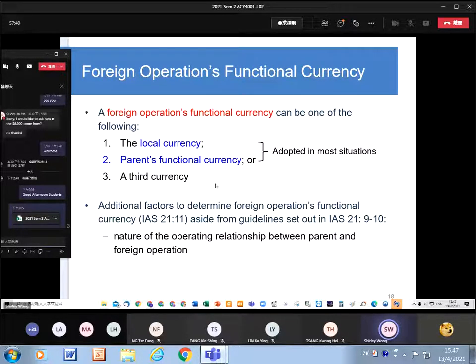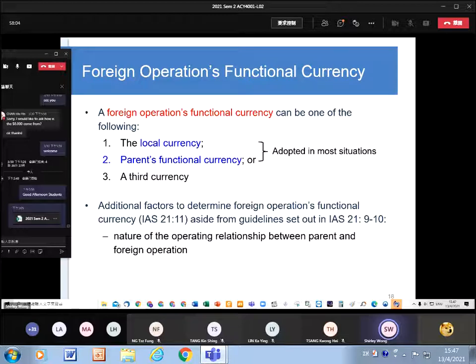So we usually think of these two kinds of currency, or otherwise, if you choose a third currency as your functional currency, it will become more complicated, and I will illustrate this complicated situation to you in the later slide.